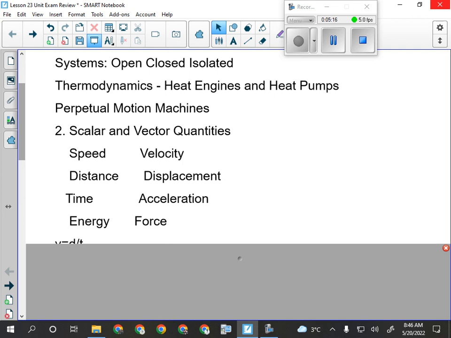Okay, our scalar quantities, okay, are speed, distance, time, and energy. Okay, and then our vector quantities are velocity, displacement, acceleration, and force. Force is basically not going to come up, but if this was a multiple choice question and I was struggling to get a third item or fourth item, it could pop in there.